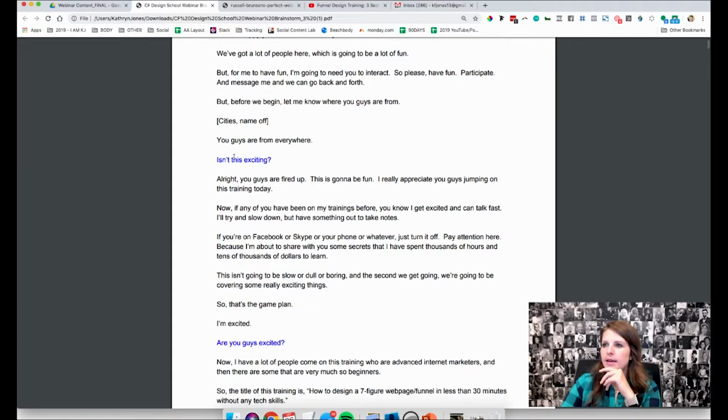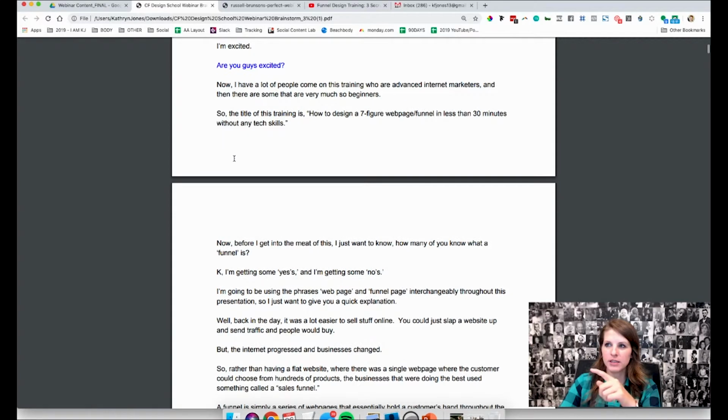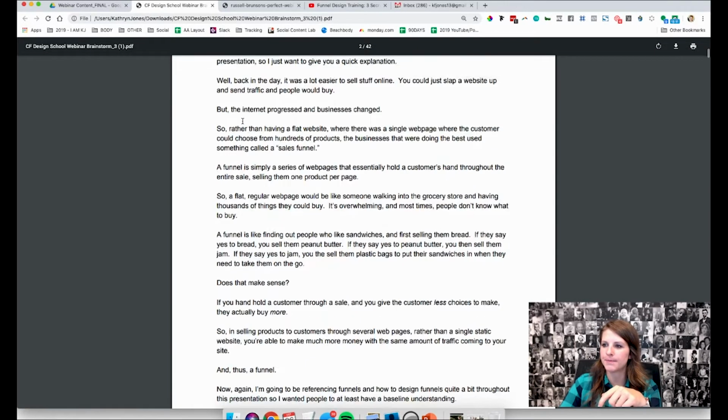Let me zoom out a little bit. Cities, where are you guys from? Okay, now see these blue things? I'm going to walk through this in just a little bit.